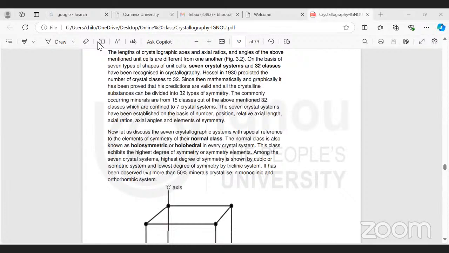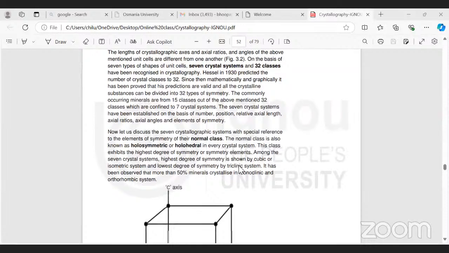So commonly almost 15 classes occur out of the above mentioned 32 classes. Particularly, we will see the seven crystal systems. From these seven crystal systems, we will commonly identify the 15 classes, how they are arranged and established on the basis of the number and position of axes, axis lengths, axial ratios, and axial angles, and how they are formed.